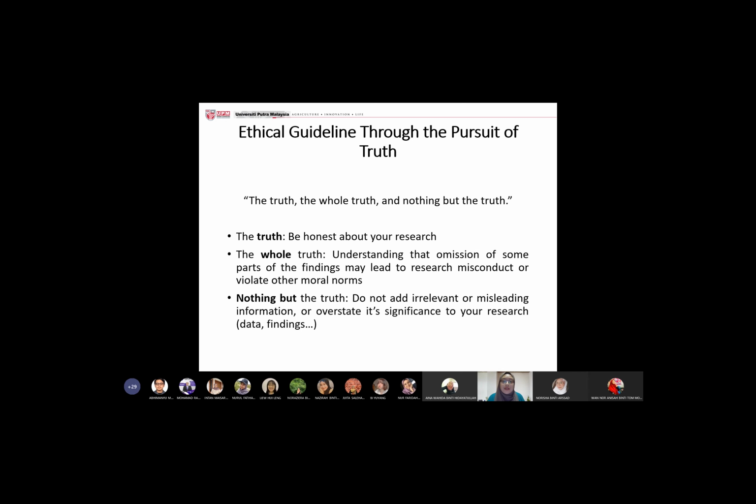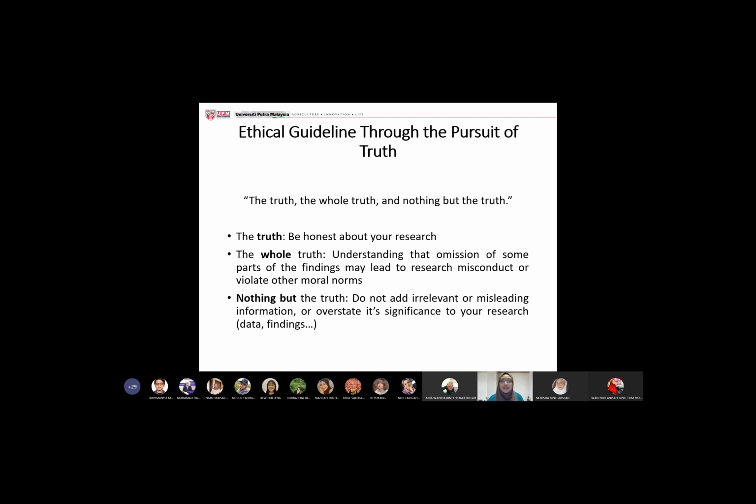So in particular, if you're talking about research, the truth. So you have to be honest about what you're doing. In your research, what you are doing, you have to be honest. So this applies to while you're doing it and while you're reporting it, for example, your dissertation. Okay, even now when you're doing your proposal, you have to be truthful. Okay, if you do your literature search and you find out something which is contrary to what you know, you have to report that. Okay, the whole truth. So you have to understand that you cannot omit some part of findings.